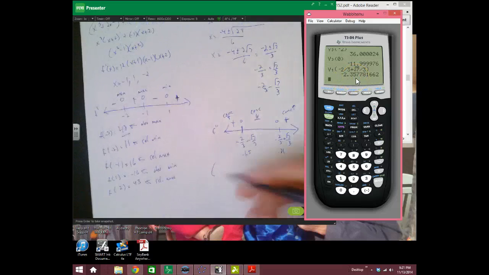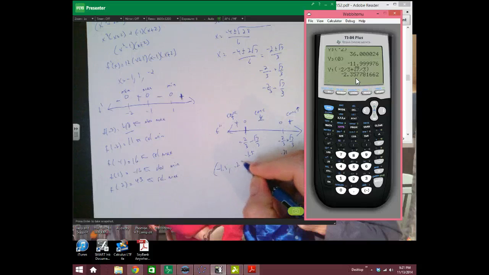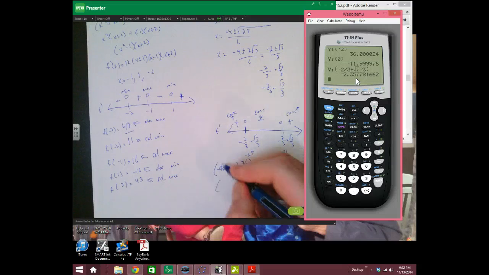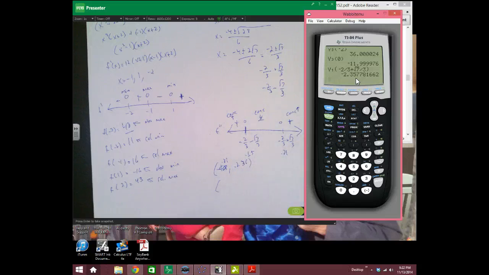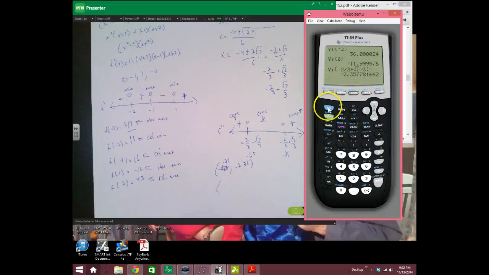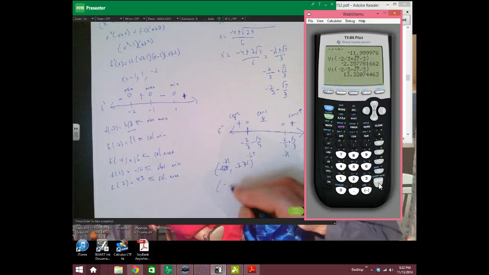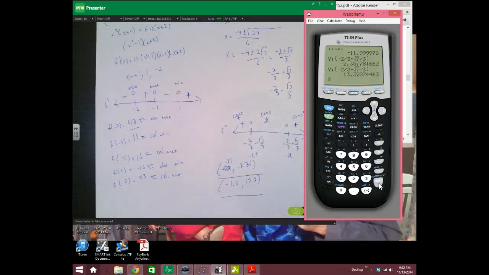So that would be like, negative 1.5 comma negative 2.36 or something like that. And then, I'm sorry, that was actually for this one here, so it's 0.21 comma negative 2.36. And then, second entry, change that to minus. And you get 13.32. So negative 1.5 comma 13.3, or something like that. So those would be the inflection points.